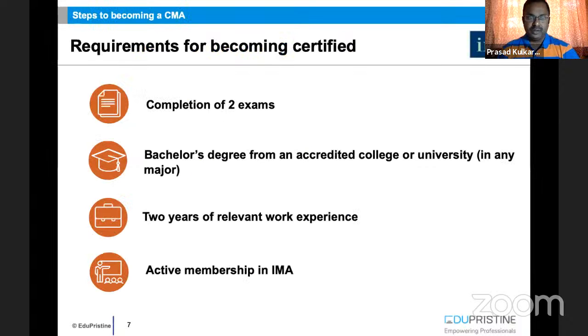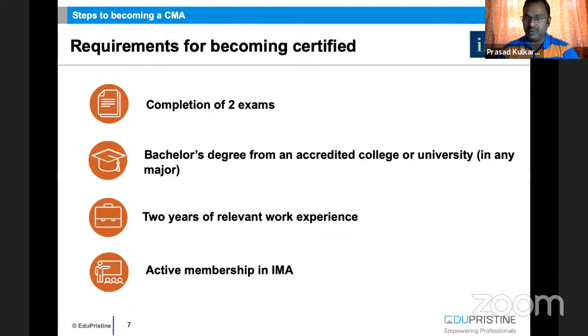Okay. So the requirement for becoming certified: completion of two exams. There are two exams, part one and part two. Okay, we'll talk about what part one is and what part two is. So you just clear the two exams in one go and you become a CMA technically.